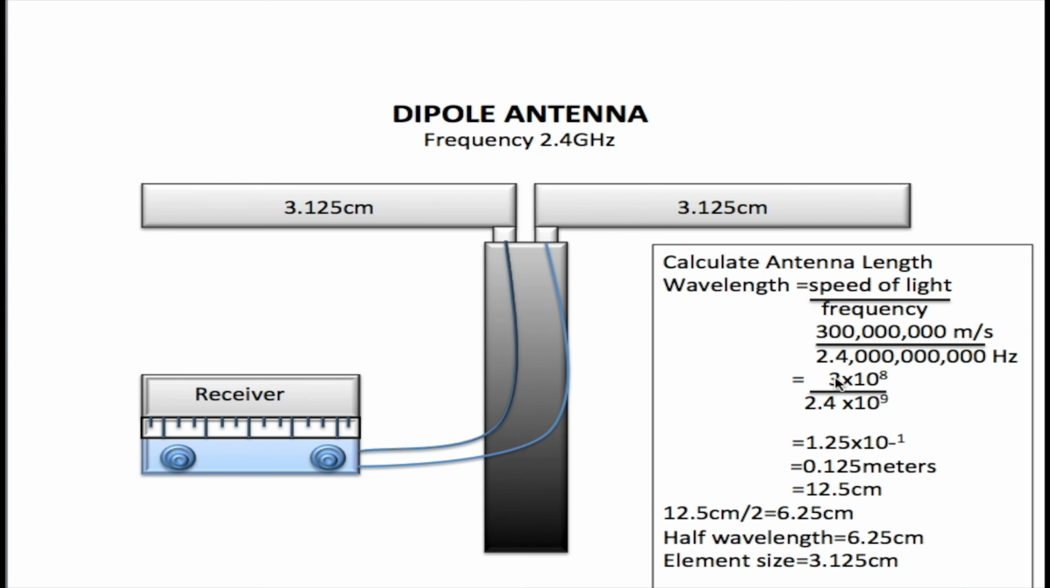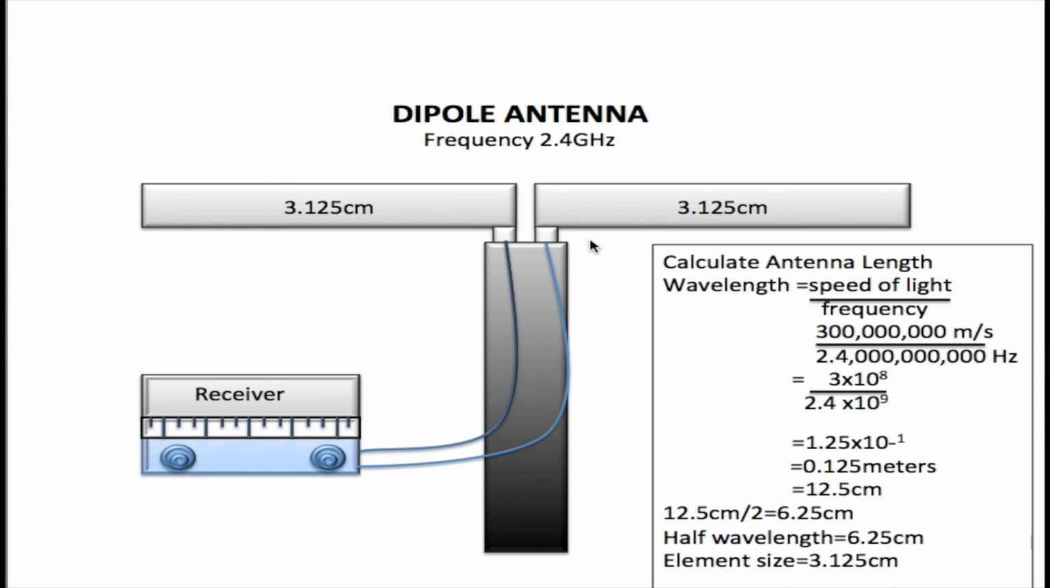And here I divide 3 by 2.4 and I got 1.25 times 10 to the negative 1. By subtracting 10 to the 8 minus 10 to the 9, I get 10 to the negative 1. So we have 0.125 meters. So I just change that to centimeters, which is 12.5 centimeters. So 12.5 centimeters is our full wavelength at a frequency of 2.4 gigahertz or 2.4 billion hertz.